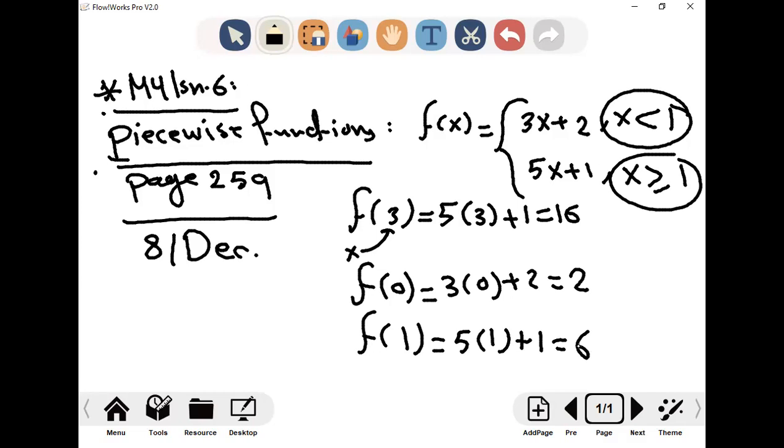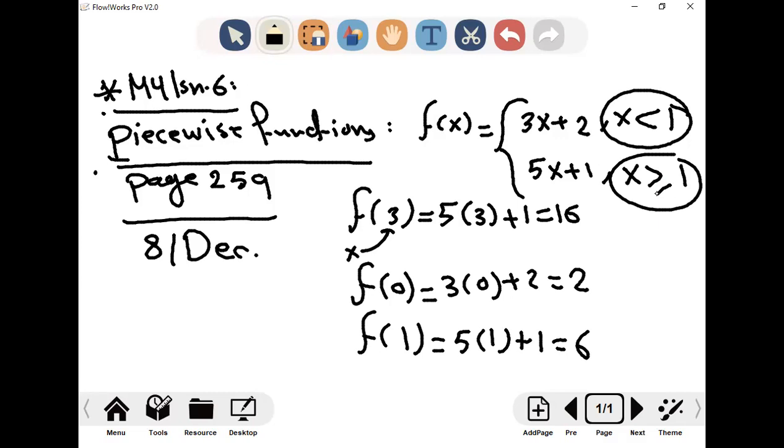Stop. Assume that you don't have this equal, and you want to find f of 1. Is 1 less than 1? Is 1 more than 1? No. In this case, we say f of 1 is undefined. But here we have equal down, so I substitute it down. Done? This is how we substitute numbers in piecewise function.